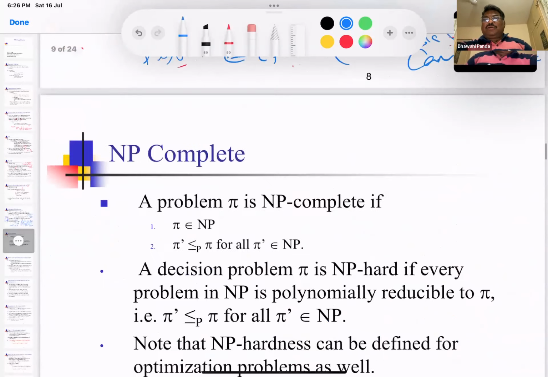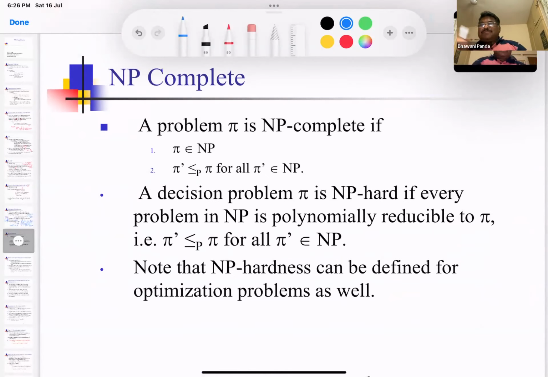Okay. So NP completeness, we have seen: a problem pi is NP complete if pi belongs to NP, and every problem in NP is polynomially reducible to it. That means for all pi dash belonging to NP, pi dash is polynomially reducible to pi. But we do not know how many problems in NP there are. So though it is the original definition, it is difficult to use for proofs. So we need to see something else.